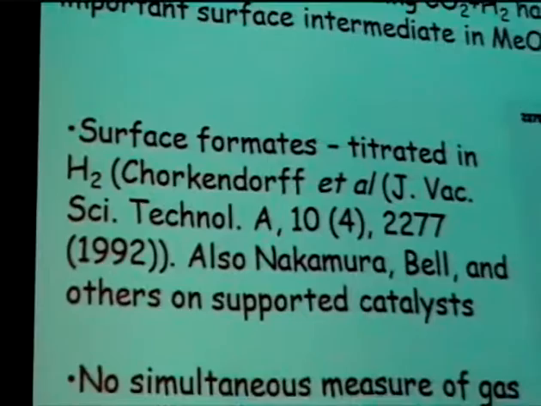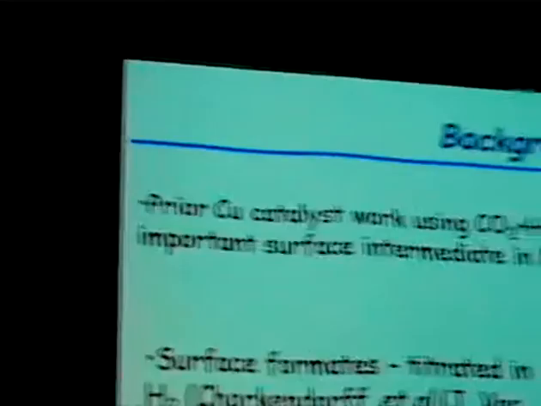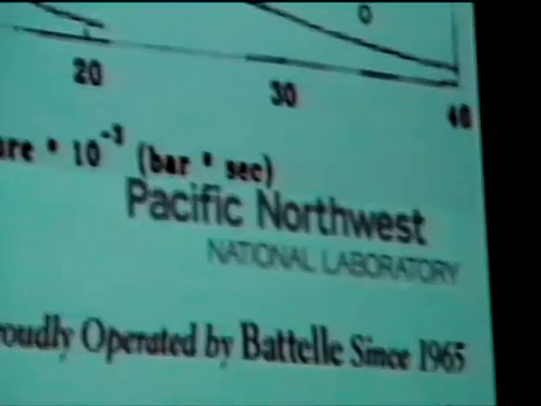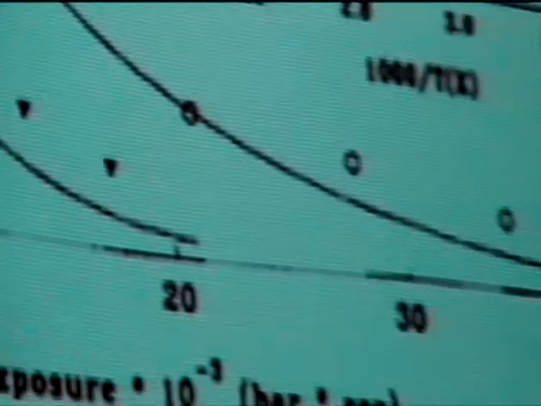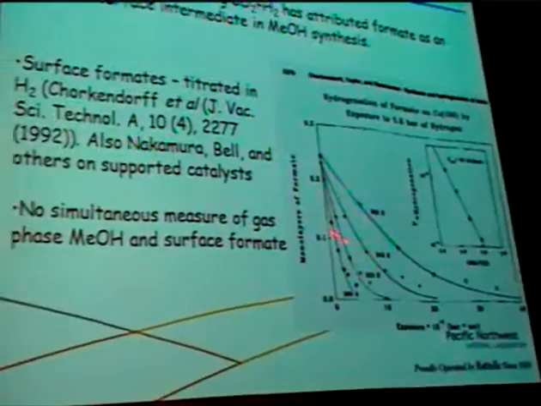So here's some background that sets up the problem. The proof that formate makes methanol has usually been attempted by titration experiments, where you put a formate layer on single crystals or on supported catalysts, then titrate it away in hydrogen-containing or other atmospheres and see what happens. I just picked on this paper, I'm very sorry. This is a formate layer on copper 100, exposed to high pressure hydrogen. You can see that the formate decomposes. This was measured by XPS.